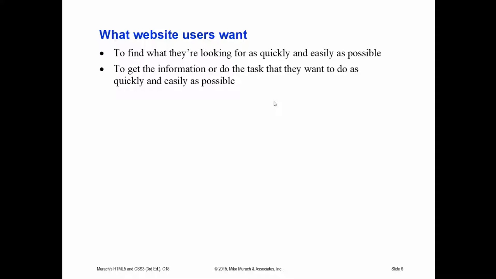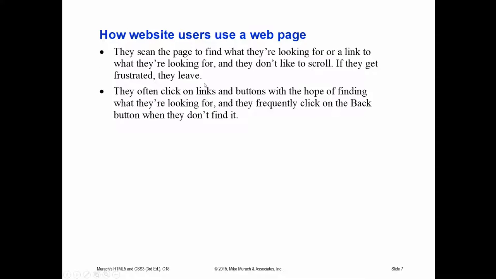Here's the key thing. We want users to find what they're looking for as quickly and easily as possible. In an ideal world, a website will abide by the three-click rule, which means within three clicks, users can find anything they're looking for. All right? You want them to be able to get their information and do what they want to do as quickly and as easily as possible. In other words, in an ideal world, you want them to be able to get in and get out as soon as possible. You want their experience to be a positive one so that they return.